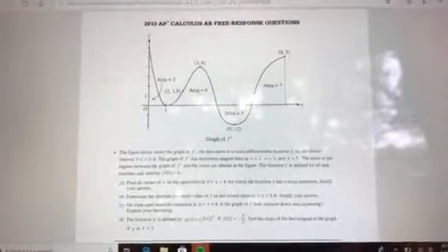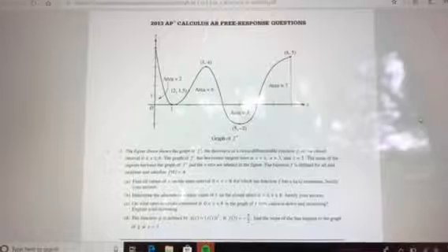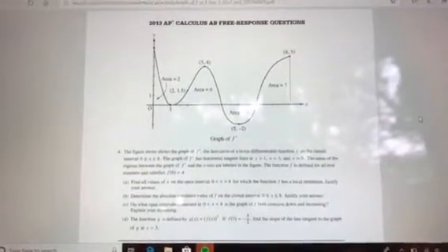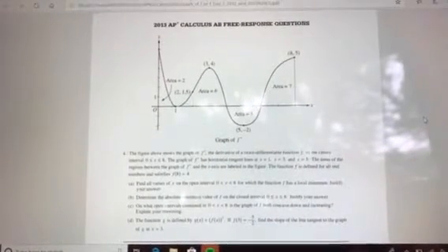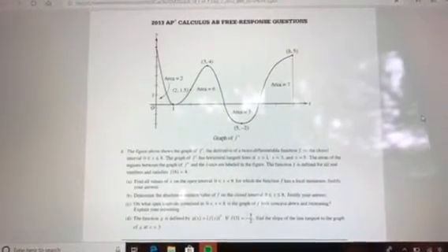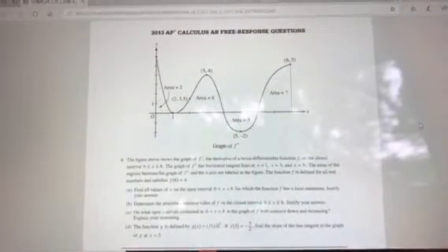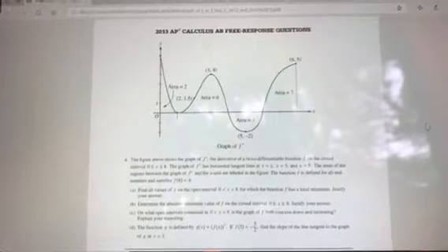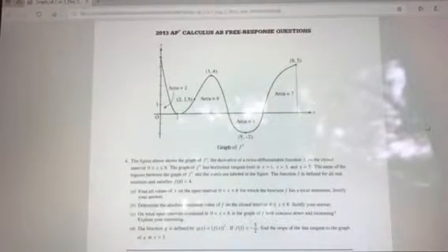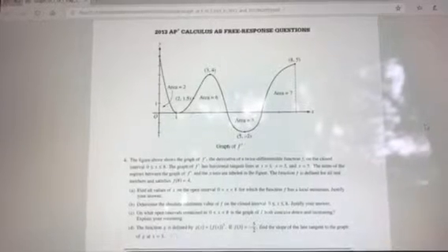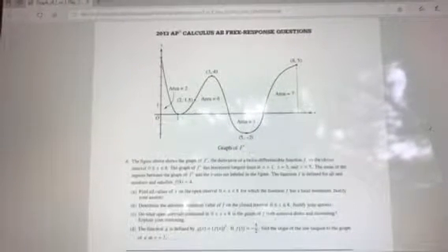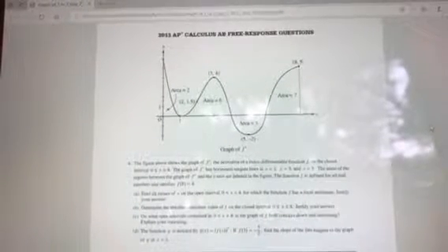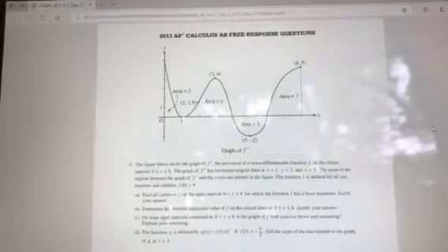So today, we're doing the 2013 AP Calculus AB free response question. We're doing the graph of f prime. The figure above shows the graph of f prime, the derivative of a twice differentiable function f on the closed interval 0 is less than or equal to x, which is less than or equal to 8. The graph of f prime has horizontal tangent lines at x equals 1, x equals 3, and x equals 5. The areas of the regions between the graphs of f prime and the x-axis are labeled in the figure. The function f is defined for all real numbers and satisfies f of 8 is equal to 4.